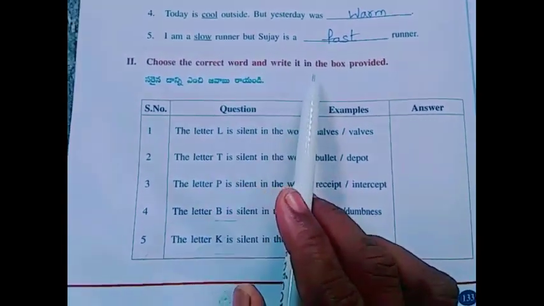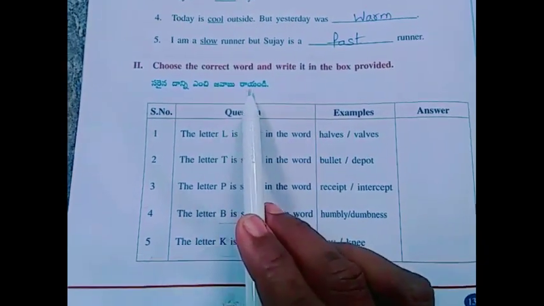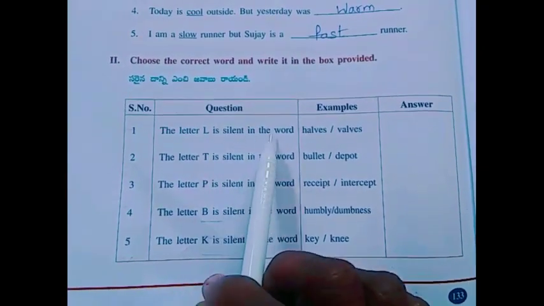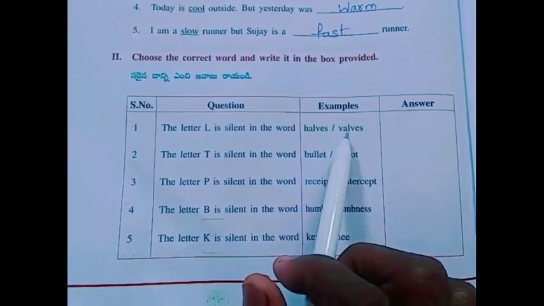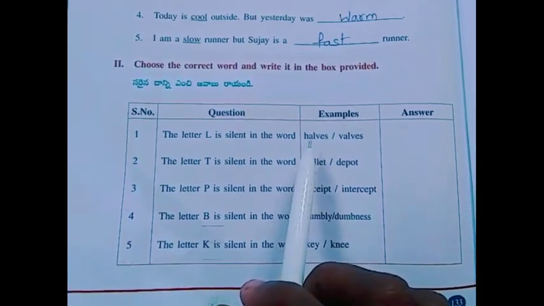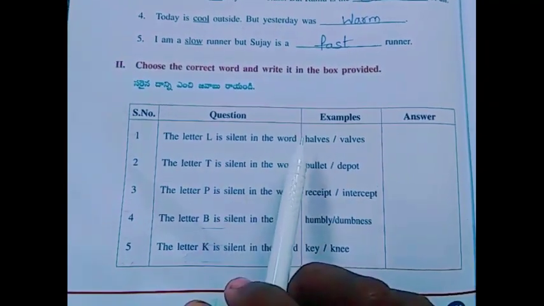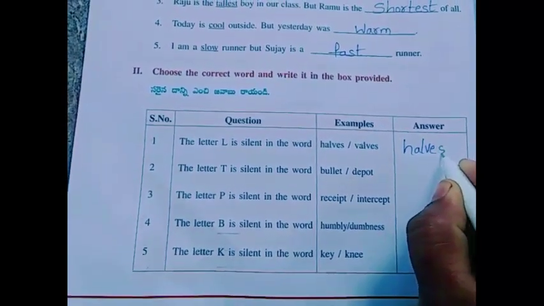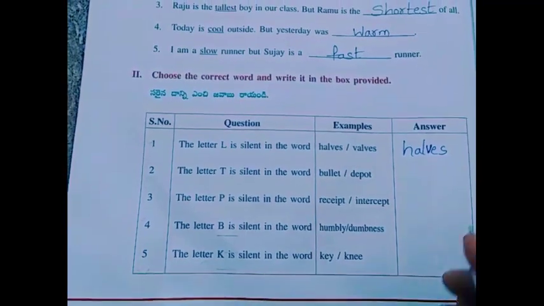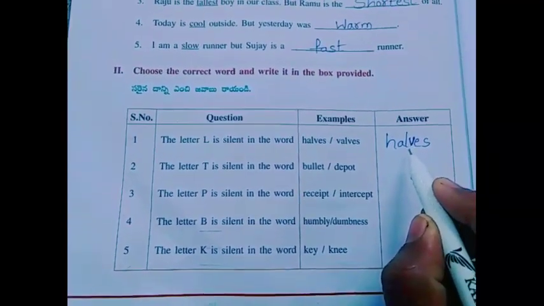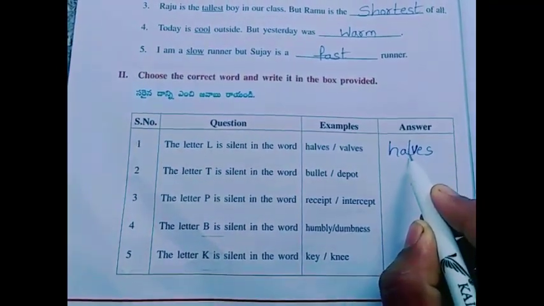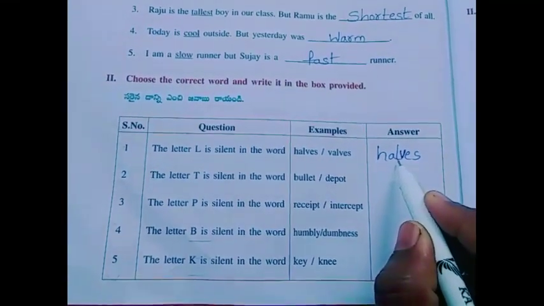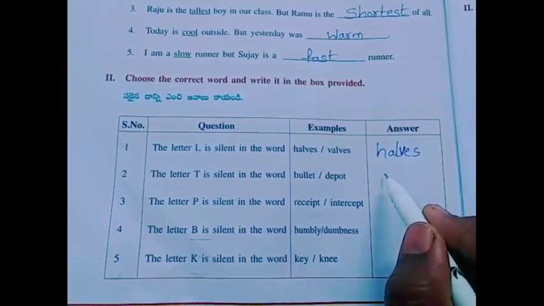Choose the correct word and write in the box provided. The letter L is silent in the word offs or valves. Here the L letter is silent in offs. A silent letter means we should not pronounce that letter in the word. How do we read it? Offs. So that's why we should not pronounce that L. L is silent here in offs.